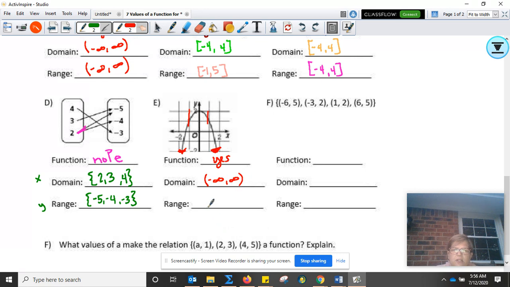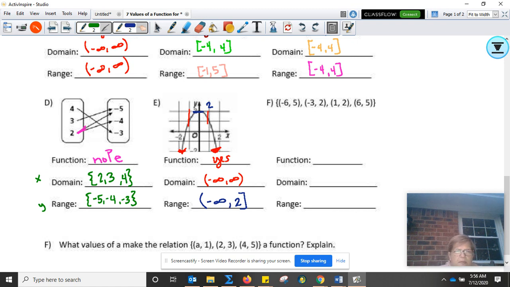Your range, okay, look at your highest or lowest point. Our highest point is right here at 2. Okay, and it keeps going negative infinity. So our y values is going to be negative infinity, comma 2. And we know that that 2 is the endpoint, so I'm going to put a bracket there.